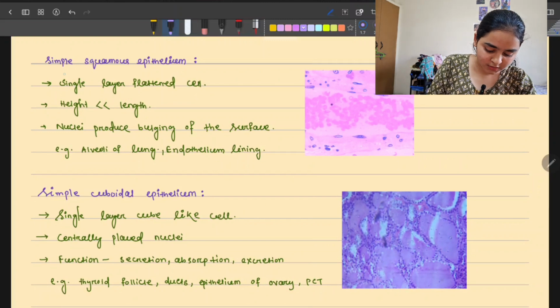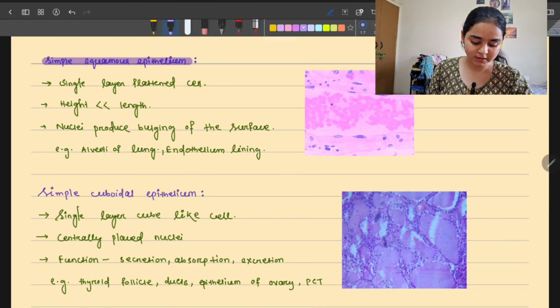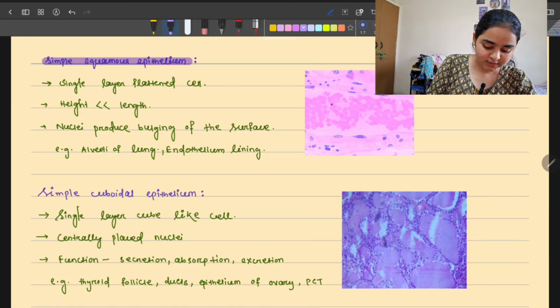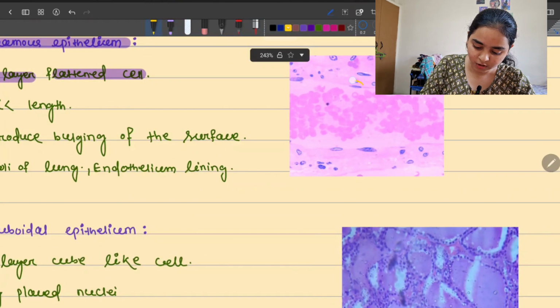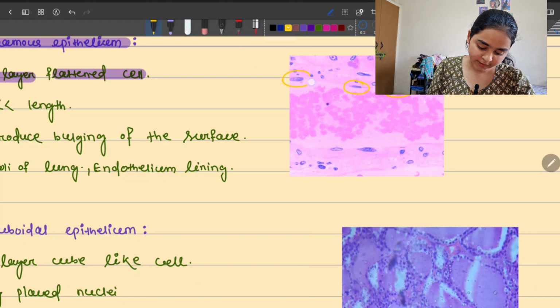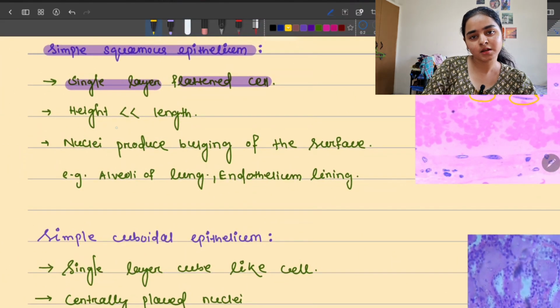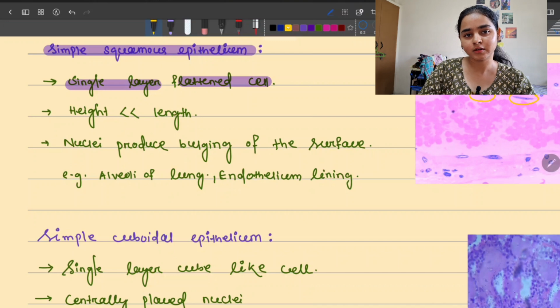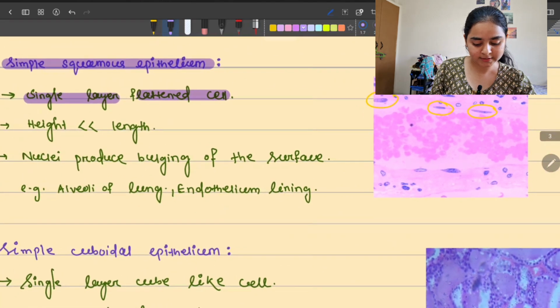So first coming to the simple squamous epithelium. Simple squamous epithelium is single layer, because all the simple epithelium are unilayered only. So it is a single layer of flattened cells. You can see here the single layer of flattened cells. These are the squamous epithelial cells, and the height is less than the length, because it is more elongated but not very high. So these are the cells that have the height less than the length.